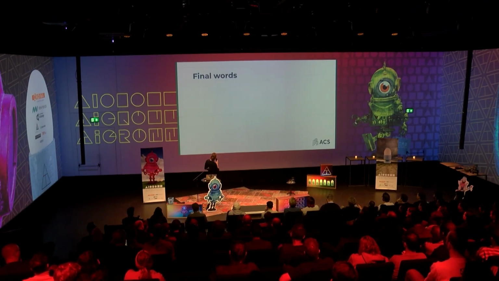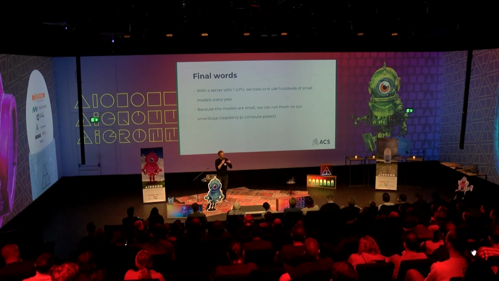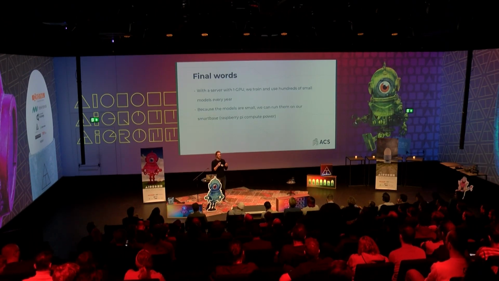So basically, to recap it, we have one server with one GPU, and we train and use hundreds of small models every year. They retrain themselves weekly. And because these models are small, we can run them on our smart base, which is the edge device, and it's just Raspberry Pi compute power. But we can run, I think, 100 of them simultaneously, and it just works. We can still use them, which is nice because we don't have to worry about getting an NVIDIA, what's it called, I'm forgetting the name, but you have these edge devices from NVIDIA.